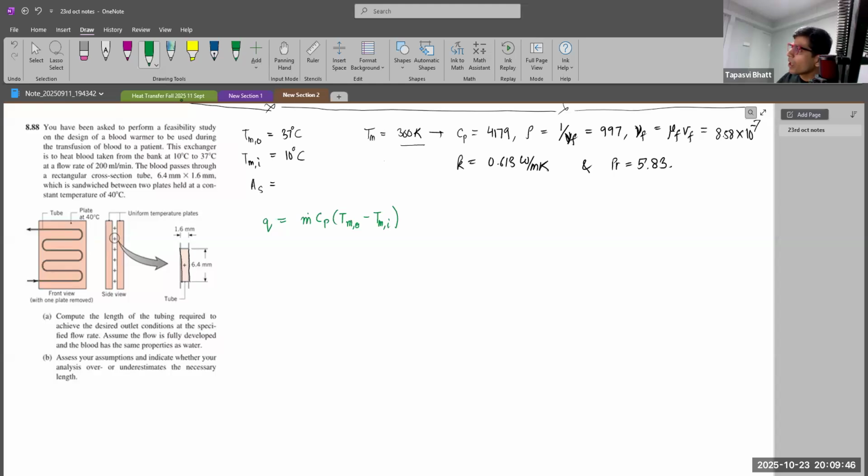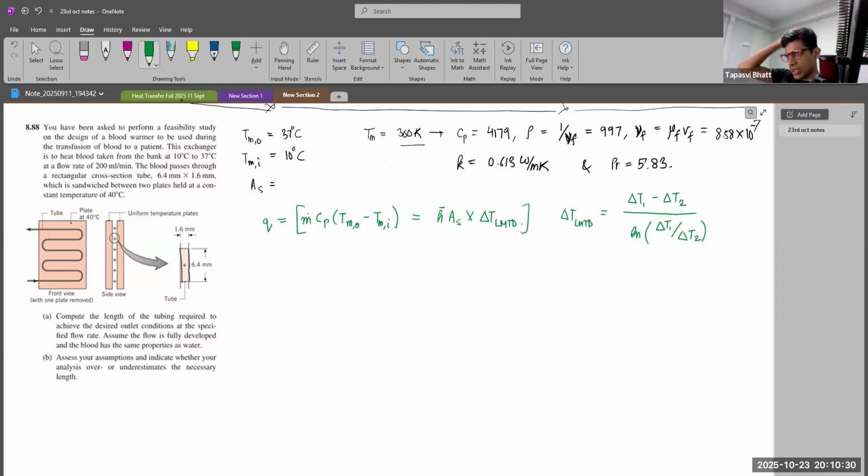Simple, right? Now, from the LMTD point of view, what is Q? Q is the average heat transfer coefficient times the surface area times delta T LMTD. So these two are the ones which we are going to equate. Now, what is delta T LMTD? Delta T LMTD is defined as delta T1 minus delta T2 over ln of delta T1 over delta T2.